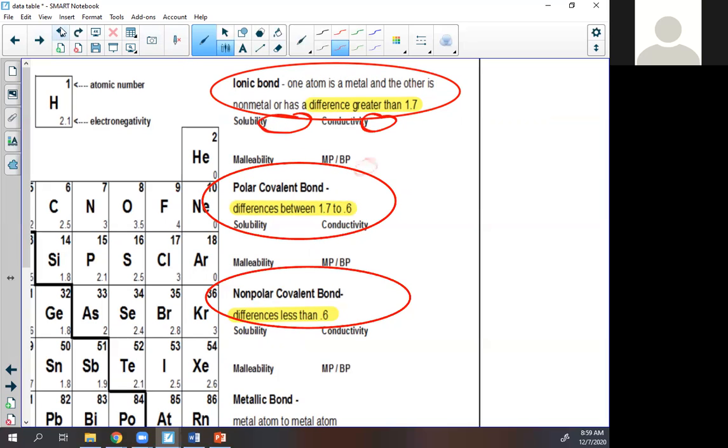An ionic bond has a difference greater than 1.7. A polar covalent bond has a difference between 1.7 and 0.6. And nonpolar are differences less than 0.6. All right. So that table is just right here. So you will not need that table.